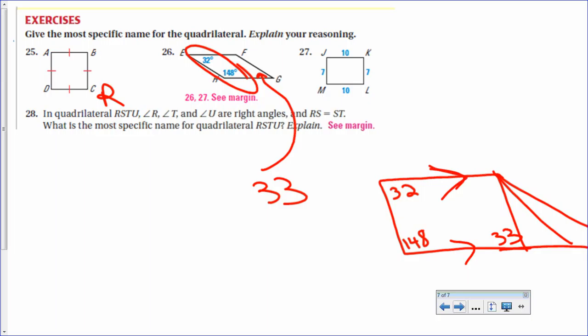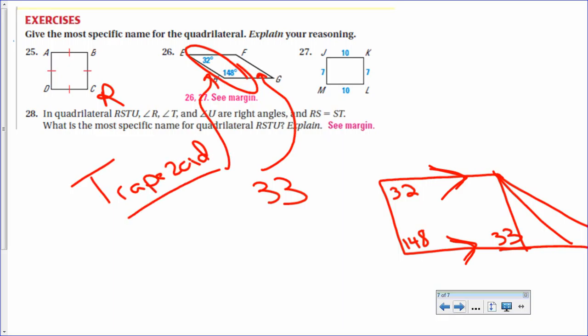So you need to name the shape that has only one set of parallel lines, and that's going to be a trapezoid. So probably the oddest one out of all of them, guys. But that one right there is a trapezoid.